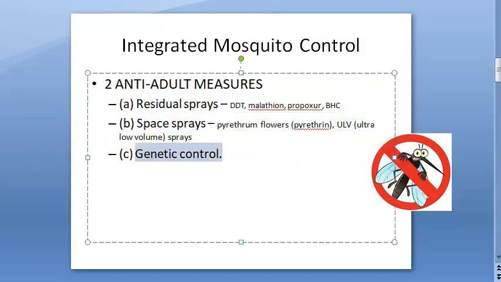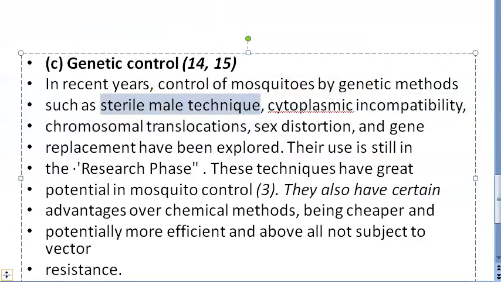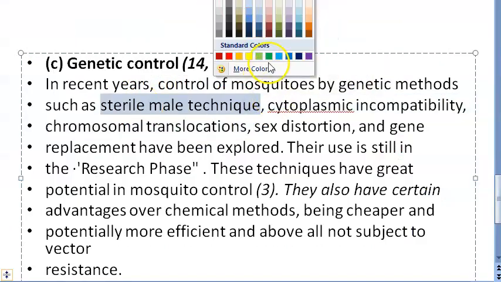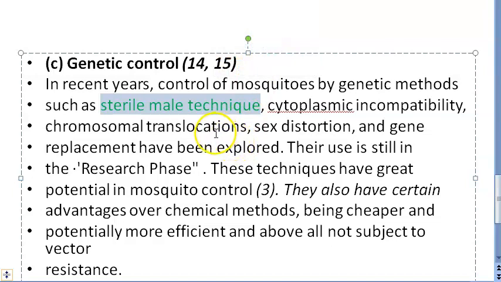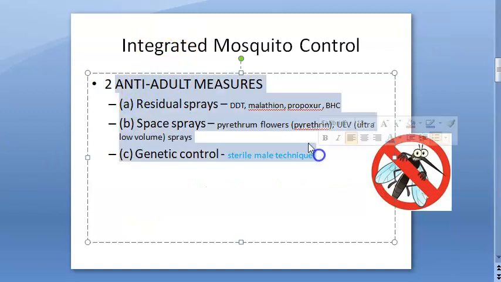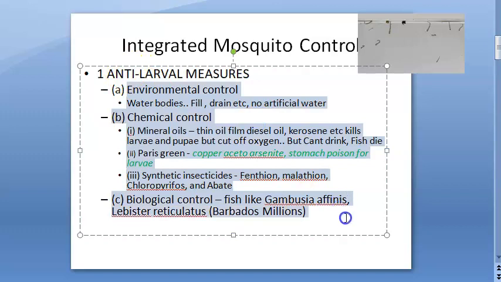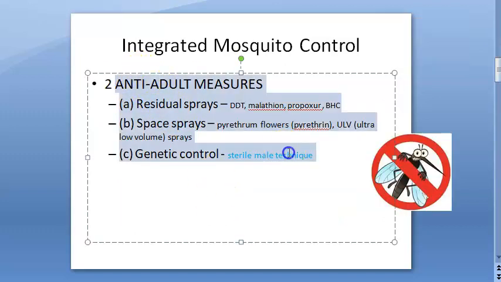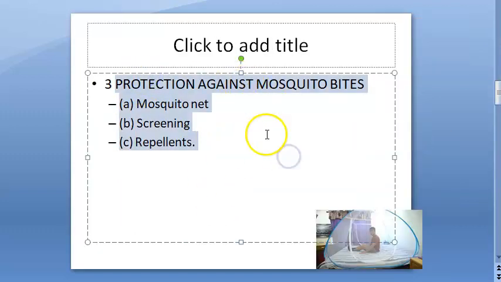Then you have genetic control. So they want to sterilize these males. Nice, right? They want to catch hold of the males and sterilize them. No, you can't do that. So what are they planning? How will they sterilize these males? Some genetically controlled method. Think about it. We are done with the second part, anti-adult measures over. Guys, focus. What did we finish? We finished anti-larval. Now we finished anti-adult. Next we will go to protection against mosquito bites.